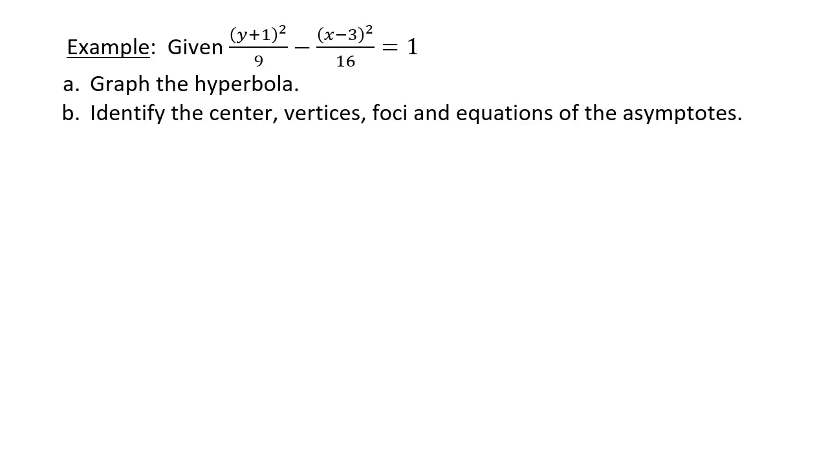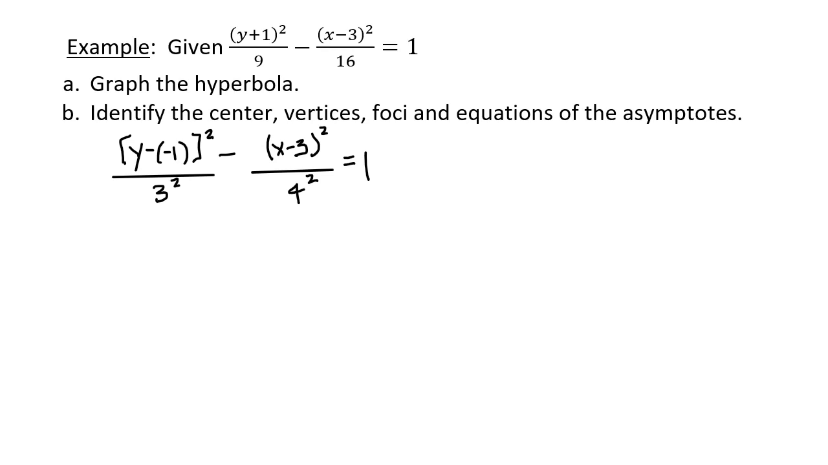In the example we're given, (y plus 1) squared divided by 9, subtract (x minus 3) squared divided by 16 equals 1. So we're asked to graph the hyperbola, identify the center, vertices, foci, and the equations of the asymptotes. So the first thing I would do is rewrite the equation so I can understand what's going on. Since the y term is first, the transverse axis will be vertical. So that means it will open up and down. It's an up and down hyperbola.